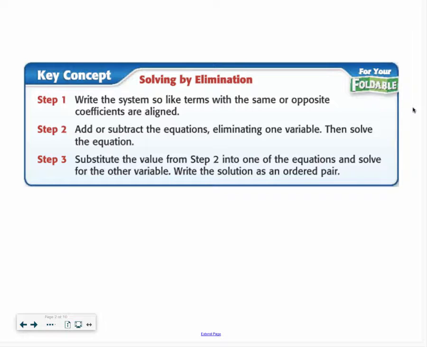Your second step is going to be either add or subtract the equations, trying to get rid of one of the variables. That means if you get rid of one of the variables, you only have one variable left, so you can solve for it. Once you've solved for that, you substitute that value from step 2 into one of the equations and solve for the other variable. Then you write the solution as an ordered pair, just like we did yesterday. So I recommend taking a screenshot of this key concept to help you remember.